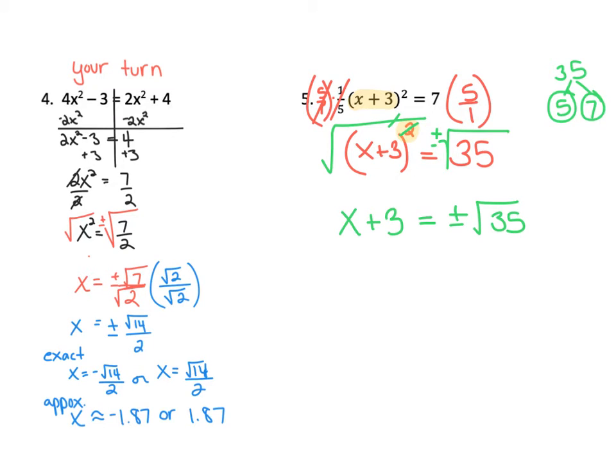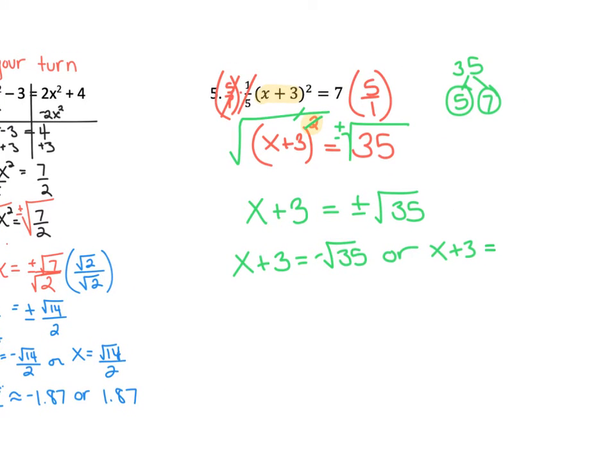Now I'm going to split this into 2 right away, because what this means is my one answer is x plus 3 equals negative square root of 35, or my other one is x plus 3 equals the positive square root of 35. Now I'm almost finished, but I don't quite have x isolated, so what am I going to do? I'm going to subtract 3 here on both sides. What's that give me? X equals, now how can I write this?